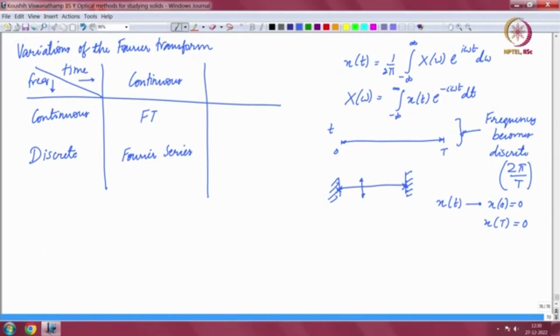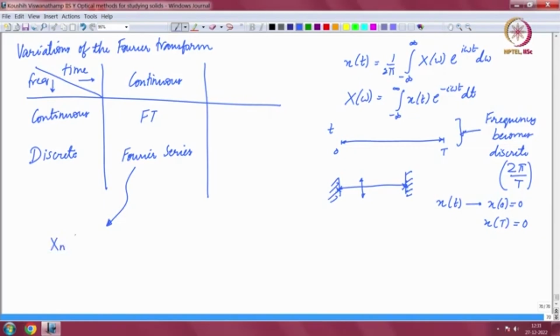So if you have taken a course in engineering maths, you have probably looked at solutions of differential equations or the heat equation, and the solution often comes up in the form of a series, a Fourier series, and that is because the differential equation has a finite domain, and the finiteness of the domain means that the frequency becomes discrete, right.